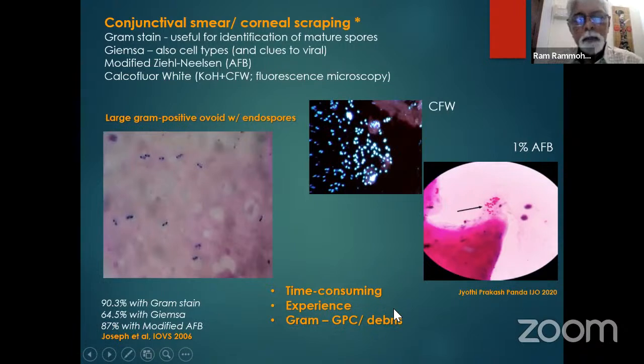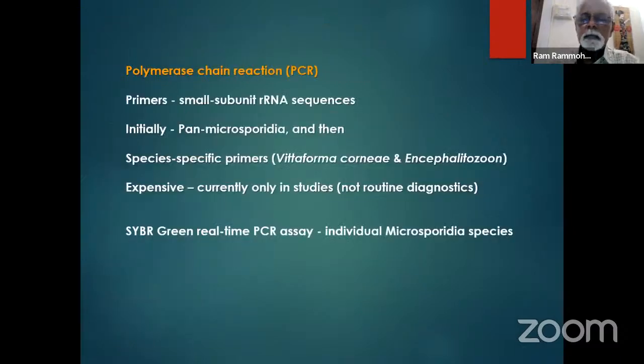But what is the problem with this? I will give you some of the issues with that. Of course, it is time consuming because it takes some time to search for these. Second, of course, we require some amount of experience, and if you don't remove your debris, you can get confused. A lot of artifacts and other types of gram-positive looking appearances over there. One problem, of course, is that scrapings are a little difficult for the deeper stromal keratitis, and very often there will be nothing in the smear because you're unable to scrape deep enough to show some of these bugs in your microscope.